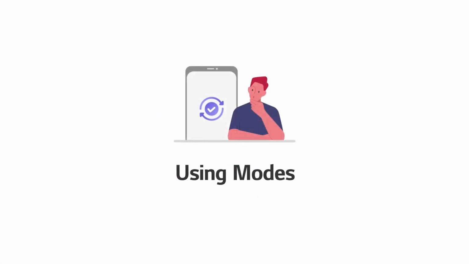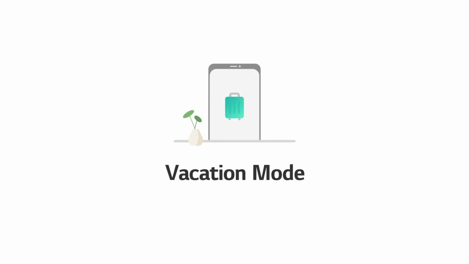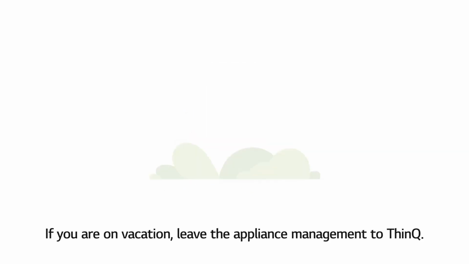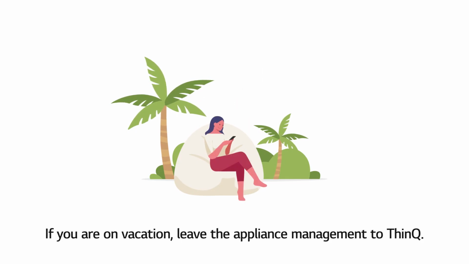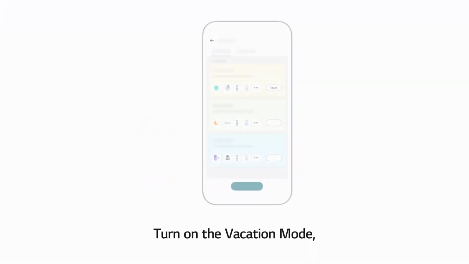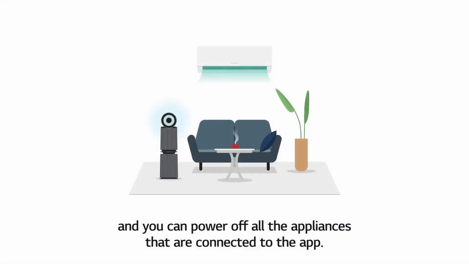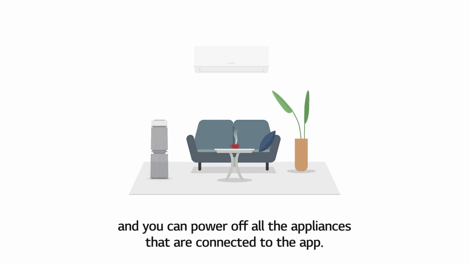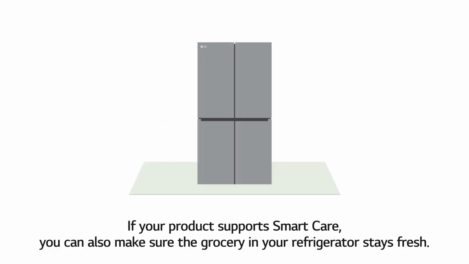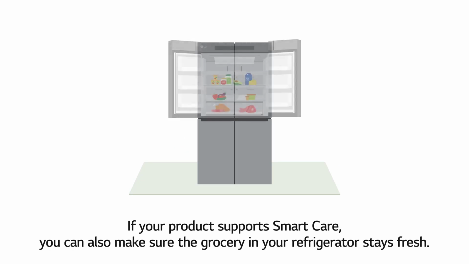Using modes. Vacation mode. If you are on vacation, leave the appliance management to ThinQ. Turn on the vacation mode, and you can power off all the appliances that are connected to the app. If your product supports Smart Care, you can also make sure the grocery in your refrigerator stays fresh.